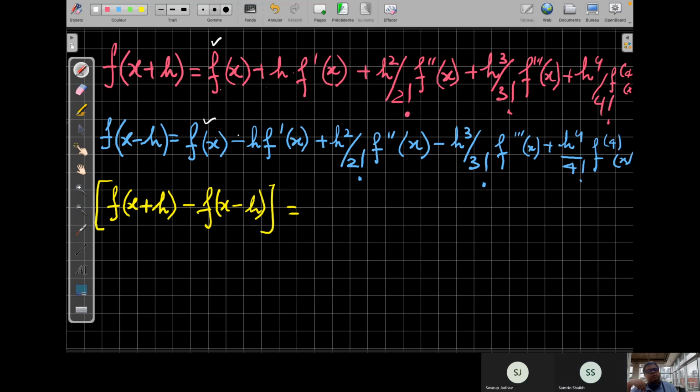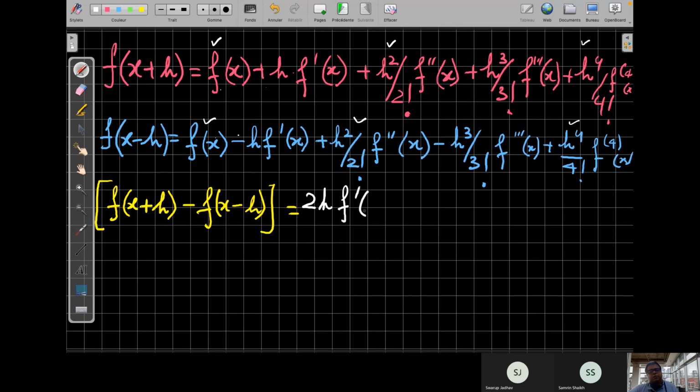So I'm subtracting. Whatever is minus will become plus, and whatever is plus will become minus. So this term and this term will get cancelled. The h square term will get cancelled, and this h to the power 4 term will get cancelled. So what is going to remain? Can you tell me? What remains is 2 times h f prime x.